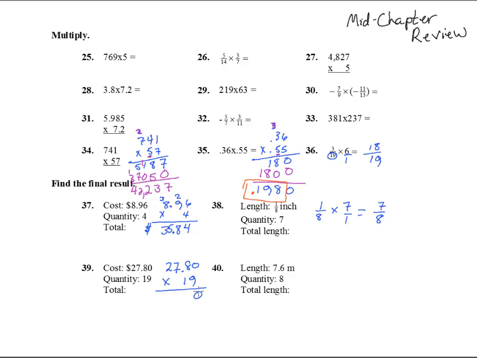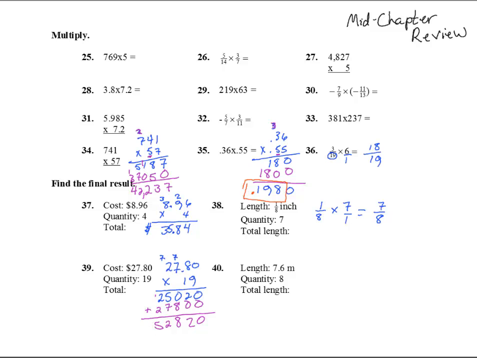9 times 0 is 0. 9 times 8 is 72. That's a 7 there. 9 times 7 is 63, plus 7 is 70. 9 times 2 is 18, plus 7 is 25. Now we have the 1, but it's 10 times bigger, so we put a 0 there. 1 times 0 is 0. 1 times 8 is 8. 1 times 7 is 7. 1 times 2 is 2. So we add these guys up. 0, 2, 8. 5 plus 7 is 12. 1 plus 2 is 3 plus 2 is 5.